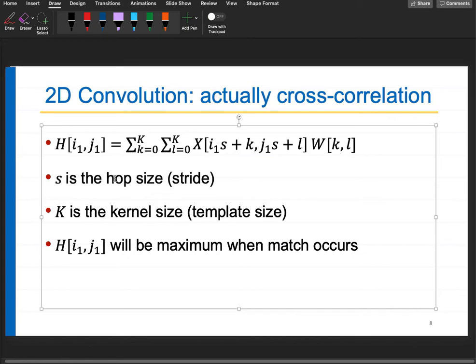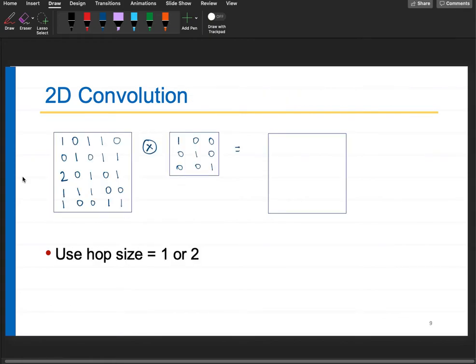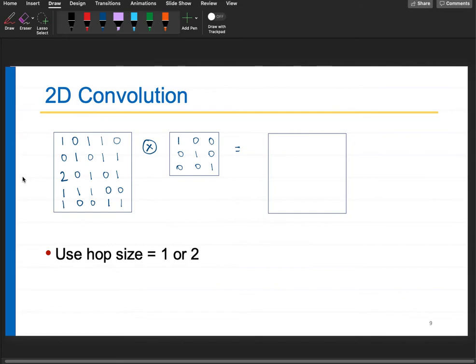S is the hop size or the stride size. K is my kernel size or the template size. And H i1, j1 will be maximum whenever a match occurs. But in this case, my W is not handmade, it is automatically learned. How is it automatically learned? These are our unknown parameters which we want to optimize. We will discuss the training part a little later, but first let us try to understand this convolution operation, or the cross correlation operation.